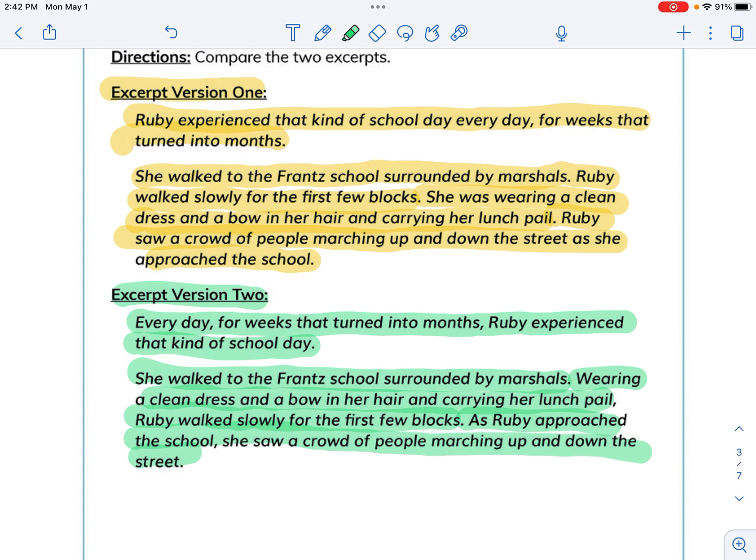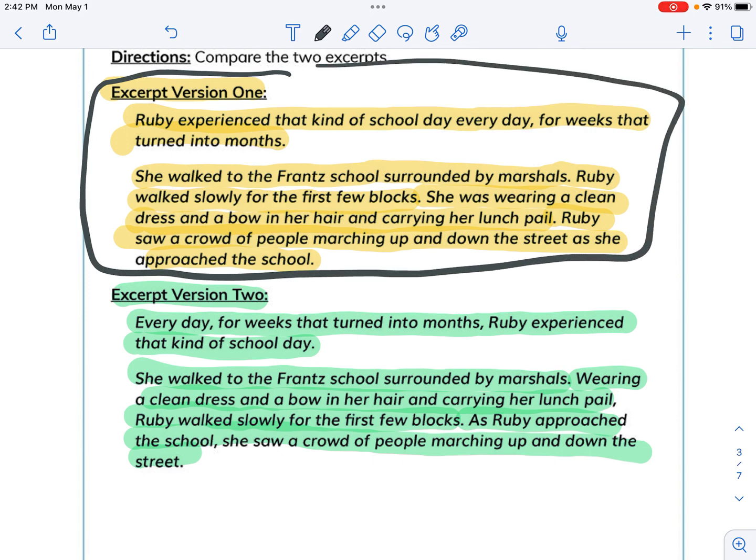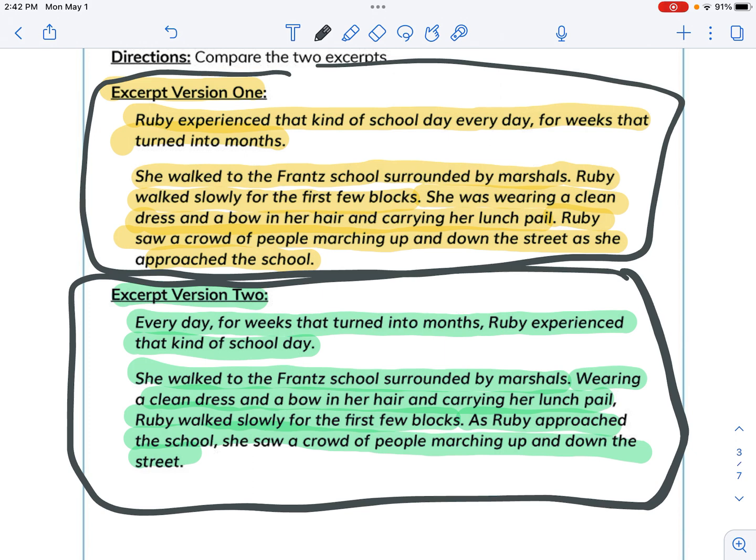How would you describe the first excerpt? So this first one, how would you describe it? One might say it's predictable. You know what's going to happen. Some of you might think it's a little boring or the same because words are repeated. The second one is a little more interesting because it's changing and they use different words in different orders and it's not the same words repeated over and over again.